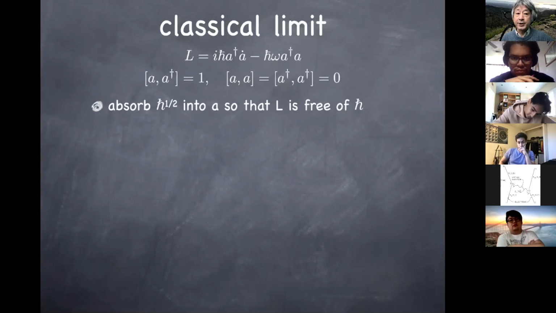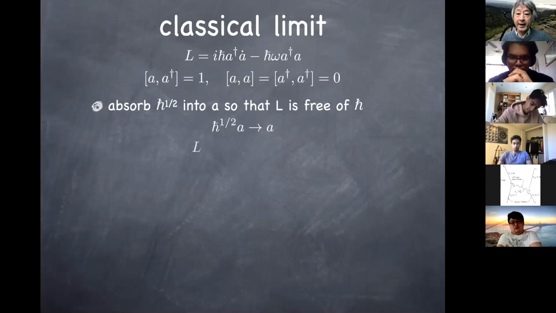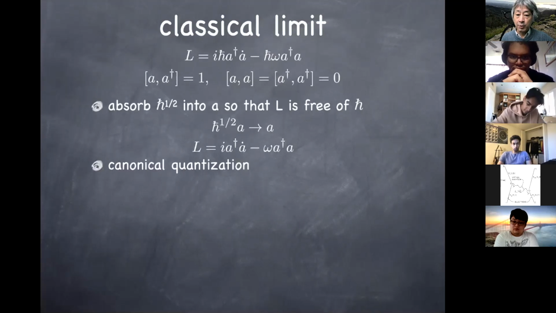So one thing we did is to think about the classical limit of this theory. In order to avoid any h bar in the Lagrangian, you can scale A and A dagger to absorb h bar to the 1/2 power into this definition. Then the Lagrangian doesn't have any h bar in it. So then it makes sense to regard this as a classical Lagrangian. And from this classical Lagrangian, if you want to quantize it, then A is the variable and A dagger is the canonical conjugate observable. So the canonical commutation relation would be like this.